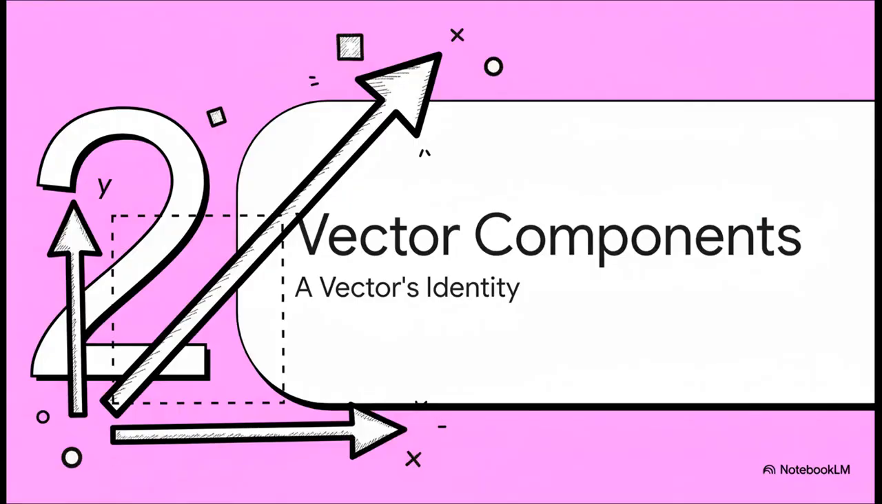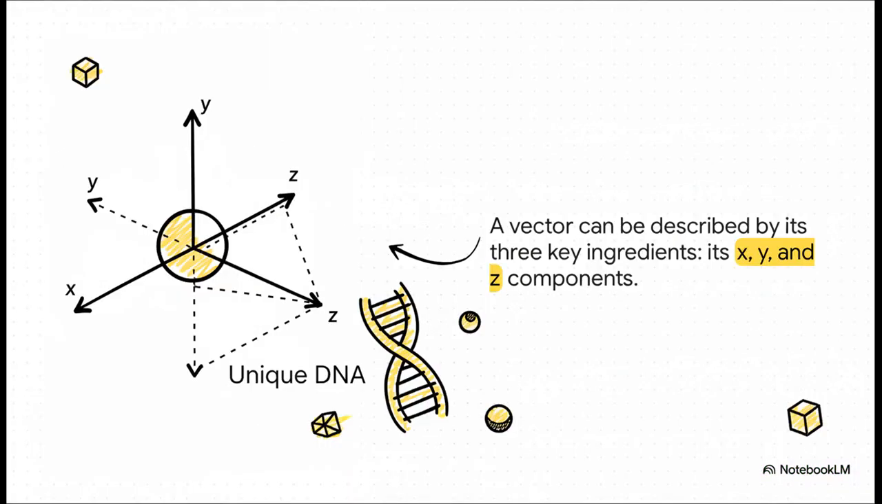Okay, so we've got these arrows kind of floating around in space, but how do we actually describe them with numbers? How do we give them a precise mathematical identity? Well, the secret is to break them down into their components. In our 3D world, a vector's unique identity, its DNA, if you will, is totally determined by how far it reaches along the x, y, and z axes. These values are its essential building blocks, its components.